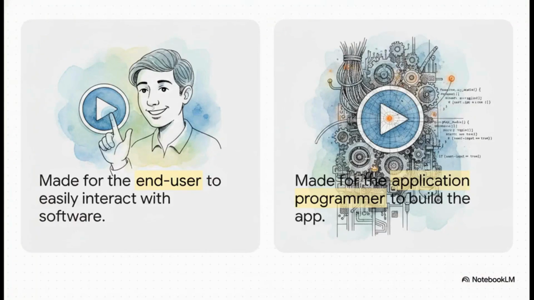And this is absolutely crucial for drawing a clear line between the two. The graphical user interface, that's built strictly for the end user, but the API, that is built specifically for the programmer. A programmer uses the API to make that friendly user interface actually function, stringing together pre-built actions without having to reinvent the wheel every single time.